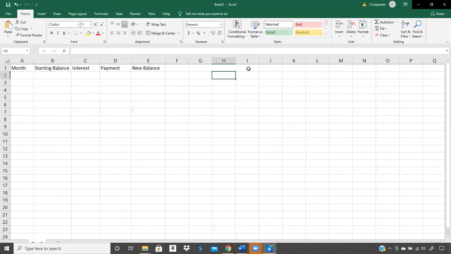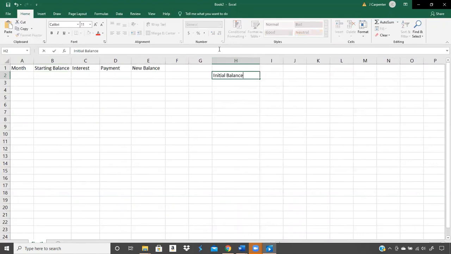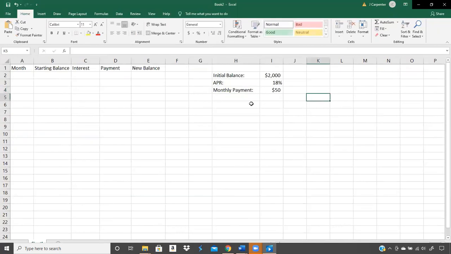And then over to the side, let's just label a few extra things like the initial balance. We said was the $2,000. The APR, which is our annual percent rate of 18%. Then we had our monthly payment of $50. Just wanted a colon there. Okay. Now you can get these used over here with cell references, or you could type them.